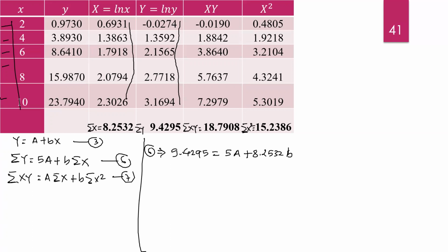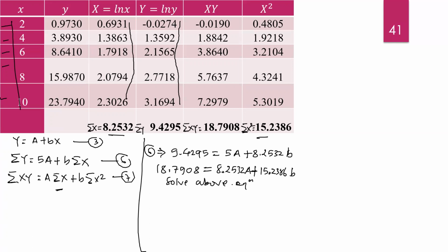Now, next, summation x into y, that is 18.7908, is equal to the value of summation x, which is 8.2532, into capital A plus summation x square, which is 15.2386, into b. Now solve both equations simultaneously.